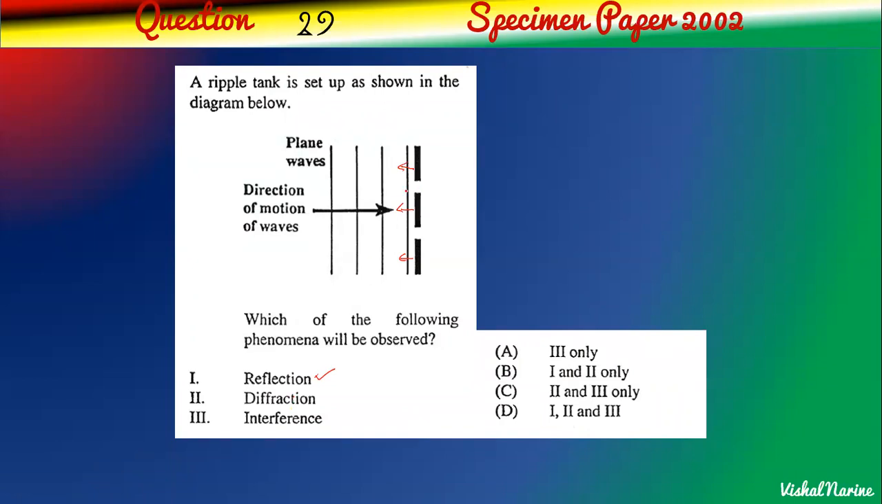Diffraction is basically waves passing through gaps, and that is going to happen because the waves are going through here. So 2 is correct. Interference: do we expect interference to happen? Again, yes, if we have waves coming back, as they keep moving they're going to be interfering at these points. So we expect that all three of them will take place: 1, 2, and 3.